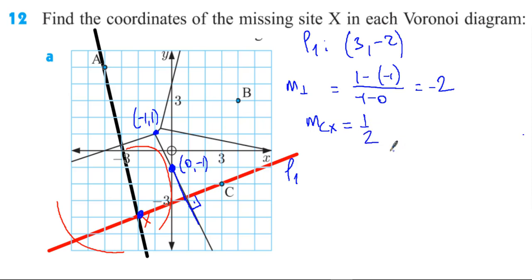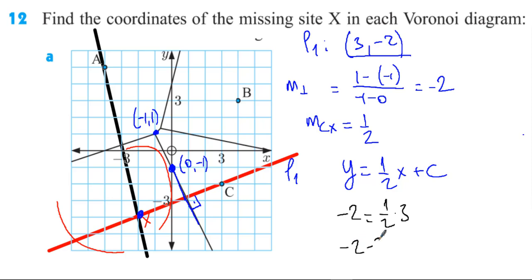If we know the gradient, we can find the line. The line will be y equals 1 by 2x plus c. I have the point here. If I just input it, 1 by 2 times 3 plus c must be equal to minus 2. So minus 2 minus 3 by 2 must equal c. So c is minus 7 by 2. So my first line is actually y equals 1 by 2x minus 7 by 2.